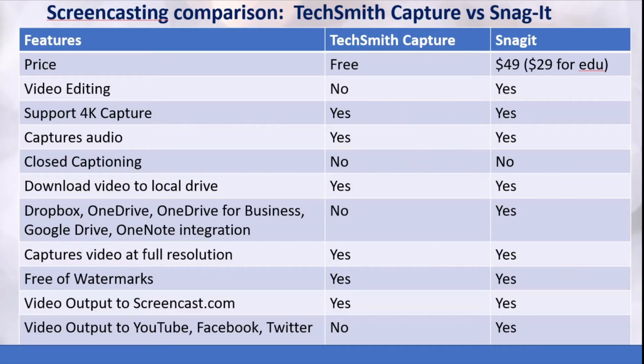In the next step, we compared this free screencasting software to the paid version so that we can understand what more we could get if we were willing to pay a little bit more. So this was compared to Snagit. That is a screencasting software that costs a little bit more versus free. This one costs about $49 for the full professional version and $29 for the educational version.